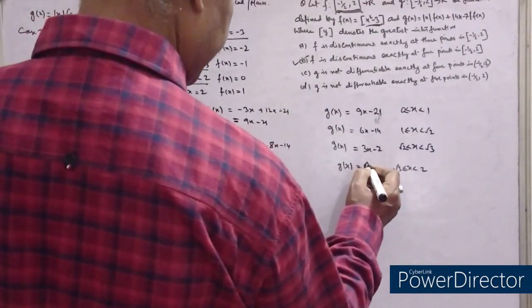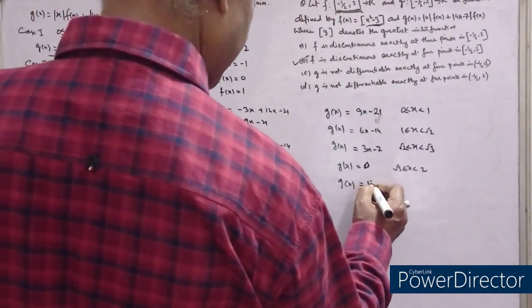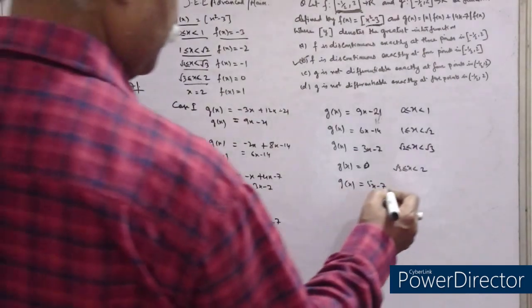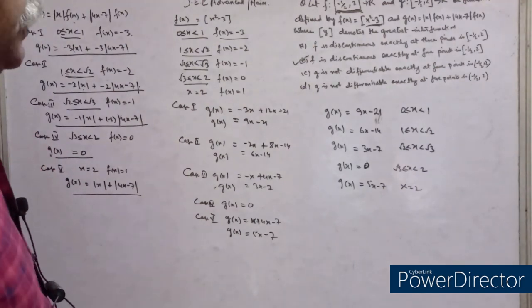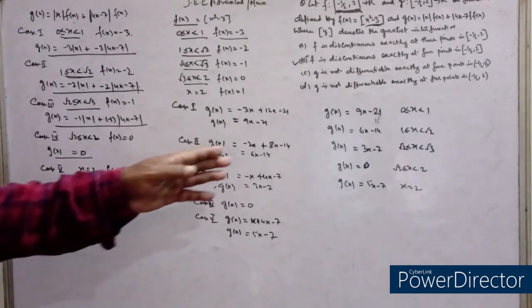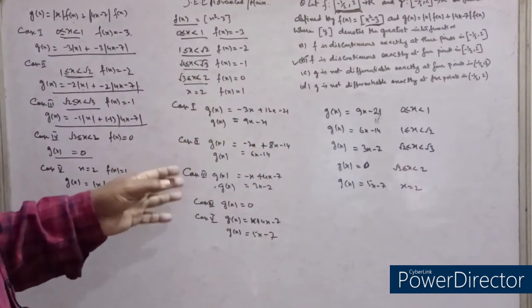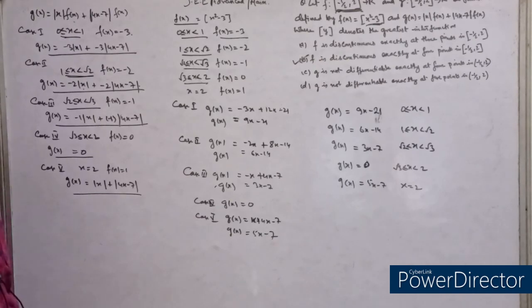And last, g(x) is equal to 5x minus 7 for x equal to 2. So this is the result which I got for g(x) here. So considering all these factors, this is the result which I got. Now I have got g(x). Now I am going to test the differentiability of g(x).